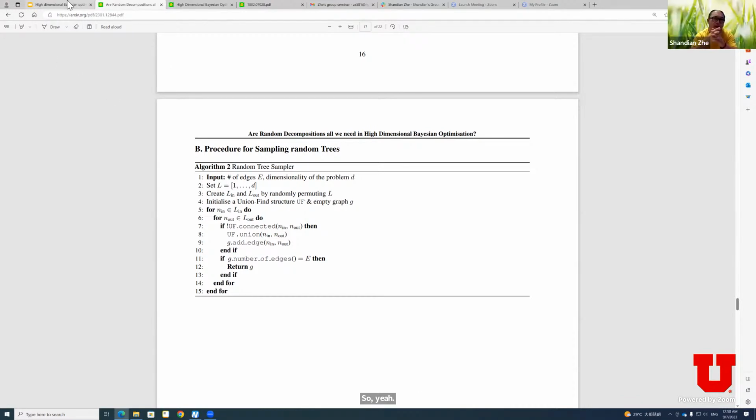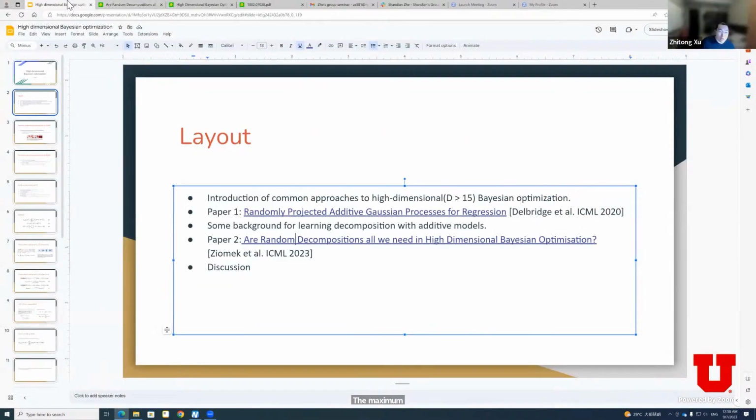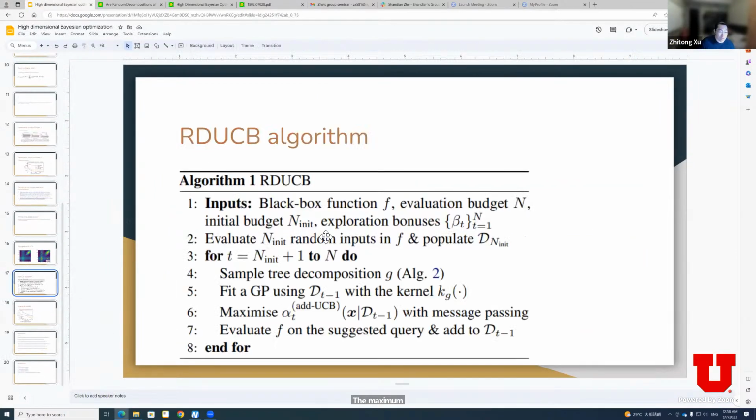Once they create a tree, they still pick up the maximum clique to form... No, there's no learning in this paper. It's completely random, the tree structure. They don't do any learning. But once you get this tree decomposition, like in line 4, how do they partition the variable groups?